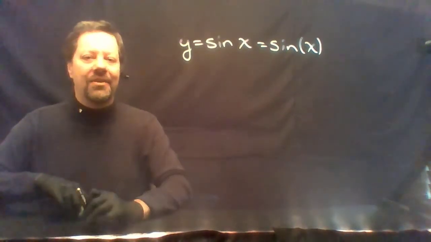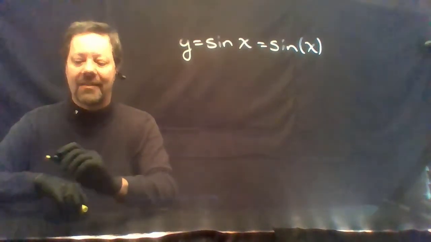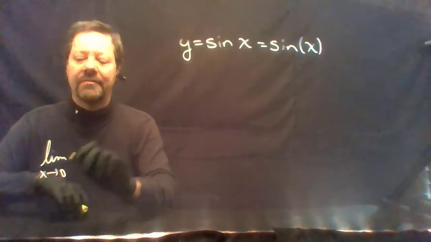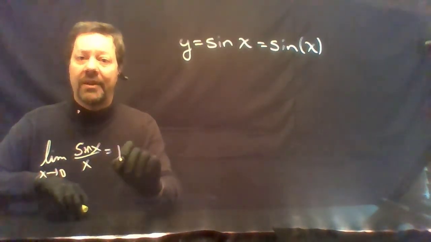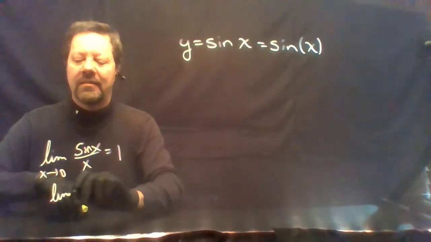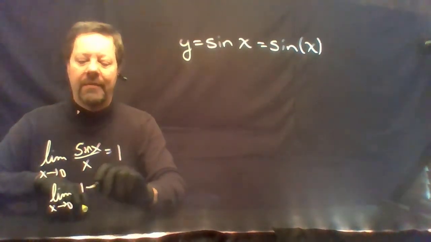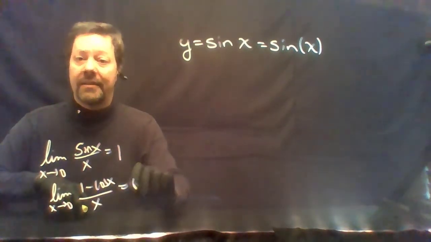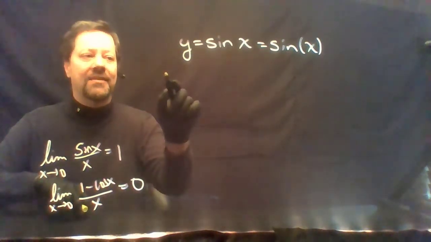I want to calculate this derivative, but I need to recall to your memory two limit facts. First, in the limit as x goes to 0, sine x over x, you get 1. In the limit as x goes to 0, 1 minus cosine x over x, you get 0. We'll need to use these two facts.